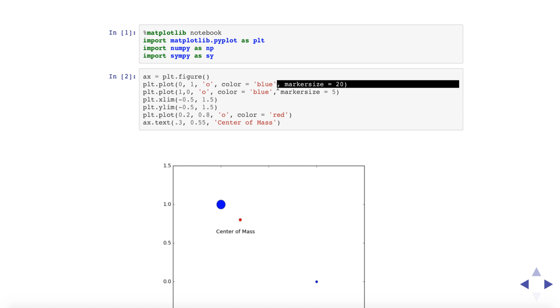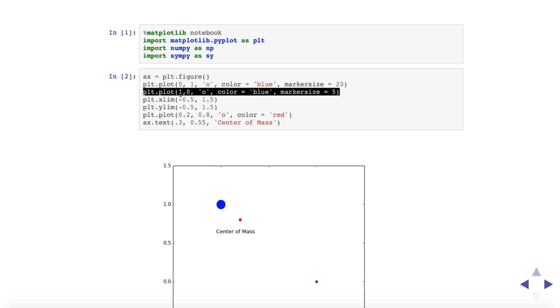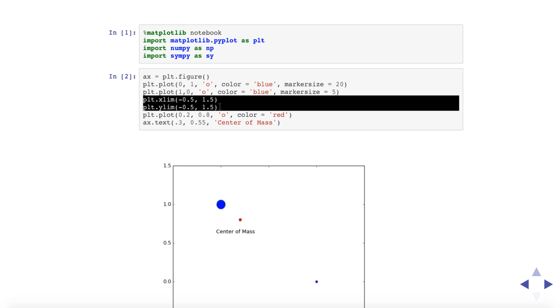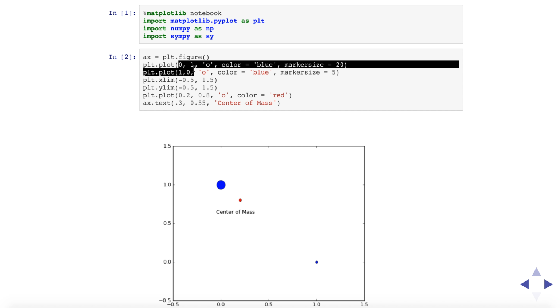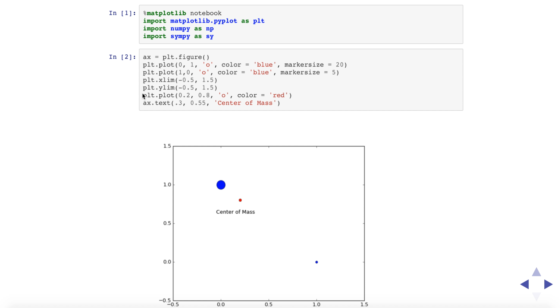Similarly, I'll plot the other mass, the smaller mass, at 1, 0. It's going to be a blue point, and I'll just make it a little bit smaller. The x and y limits, I make -0.5 and 1.5, just so that we have a buffer around the outside of this, because otherwise it would default to the minimum x and y values in 0 and 1, and we would just have a graph right up on these points, and I want to be able to see the entire region.